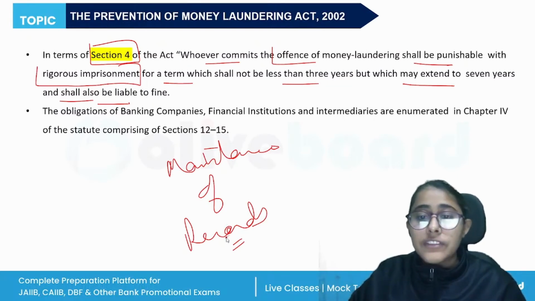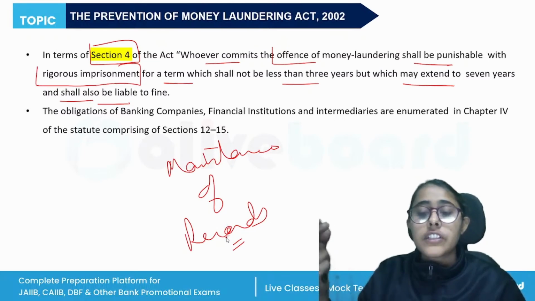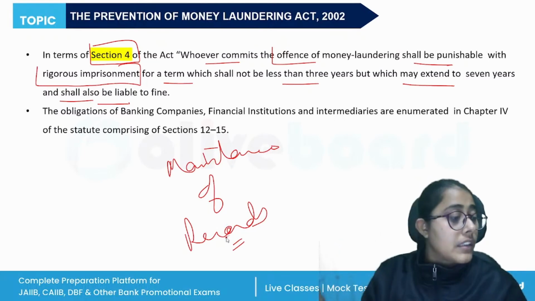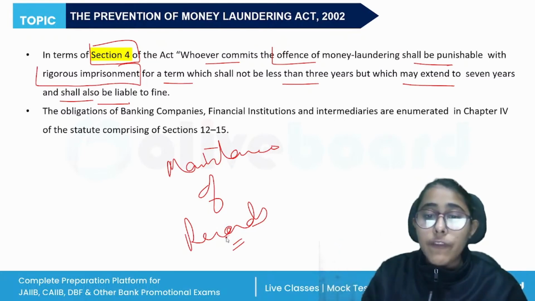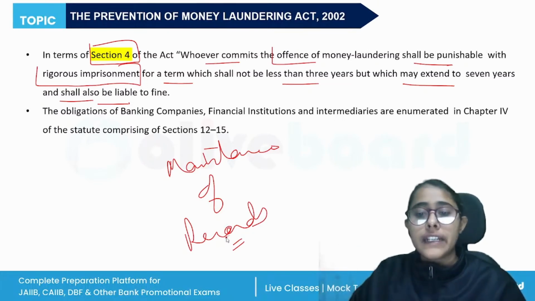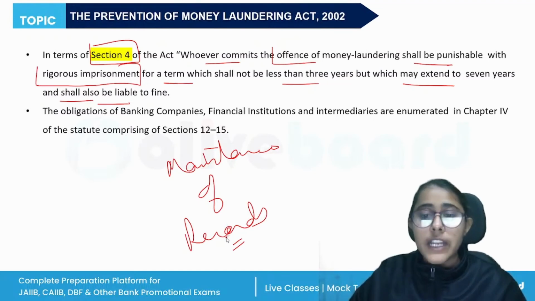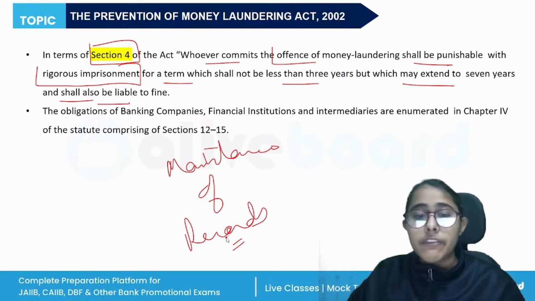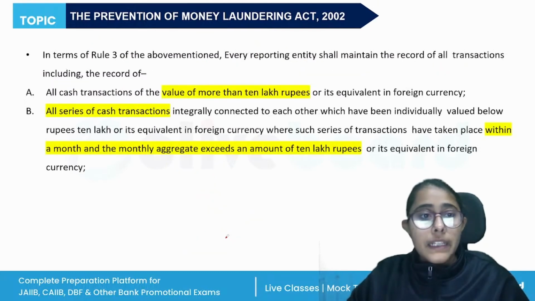Section 12 says all the transactions which are covered in the Money Laundering Act have to be maintained. The record of the transactions has to be maintained. These records have to be furnished to the director within the time frame which has been prescribed, right? The records will be maintained of the clients as well as the beneficial owners. All right, so these are the obligations of the banking institutions.